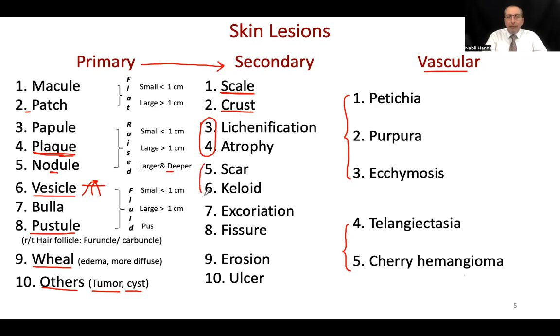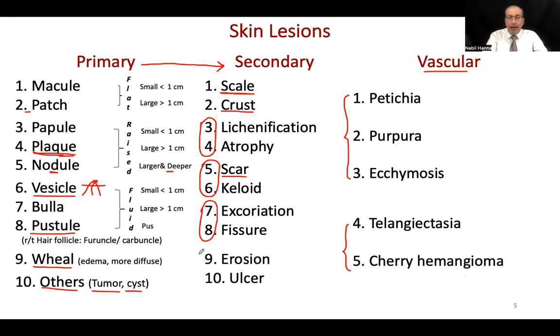Scar and keloid both develop on top of a wound. So the scar is the normal or usual way by which wounds heal, by fibrous tissue. The keloid is an ugly scar that extends beyond the margins of the wound. Excoriation and fissure: in these two conditions, there is linear loss of the skin. When it is superficial, we call it excoriation, like scratch marks. When it is deep and slit-like, we call it a fissure.